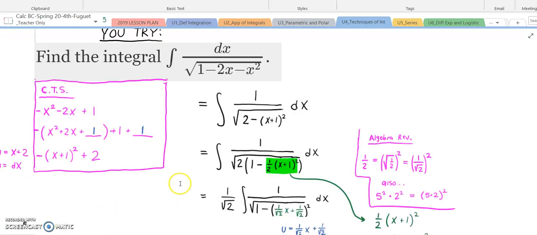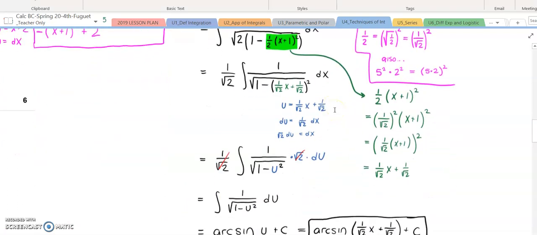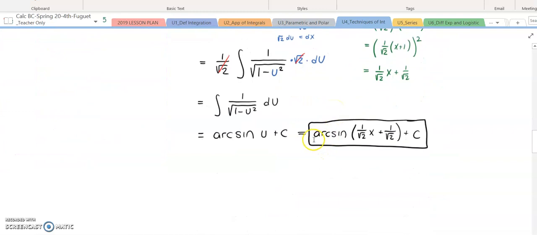Alrighty, well, welcome back. This is the solution to the question, and we do have a little bit of conversation I'm going to have with you here. Just so you know, the final answer should look like this: arc sine of 1 over root 2 x plus 1 over root 2, which also could technically be called x plus 1 over root 2 as an alternative.